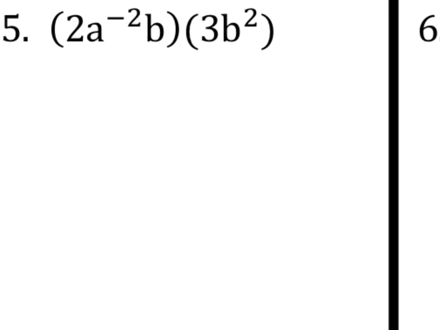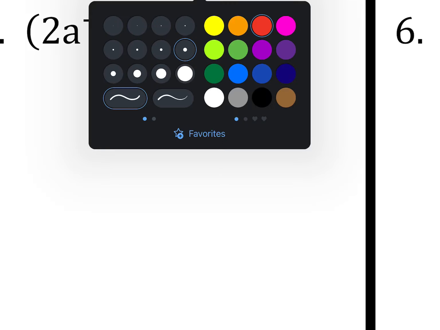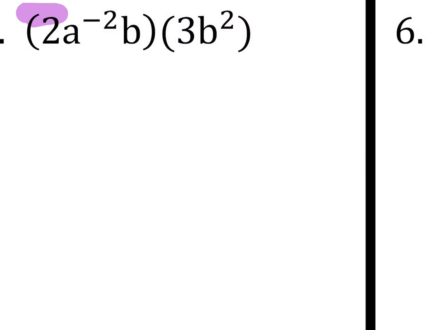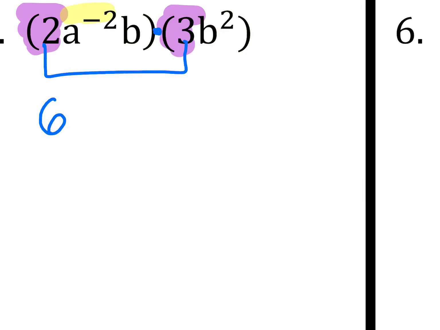Next one. We've got some new things here, which are called coefficients. These coefficients, such as 2 and 3, have no special rules. They just get multiplied together because it's a multiplication problem. 2 times 3 is 6. Now we need to deal with our like bases. A to the negative 2nd. Oh, there is no a. So what happens? It just comes along for the ride.